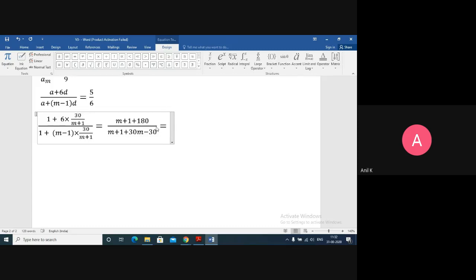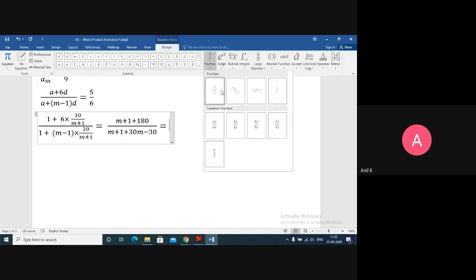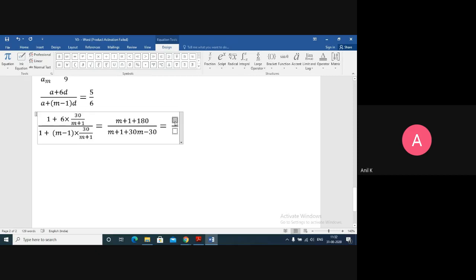Which is equals to, I have inserted one more fraction here, it is m plus 1 over 1. And here you will get 30m plus 1, that is 31m, 1 minus 30 is minus 29. So this ratio value is given as 5 upon 6. So you will cross multiply and get the value of m.